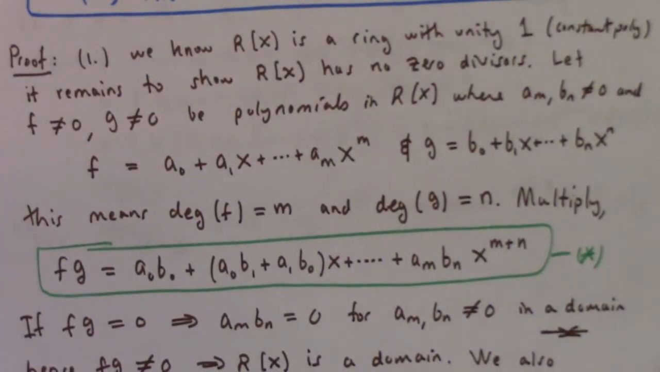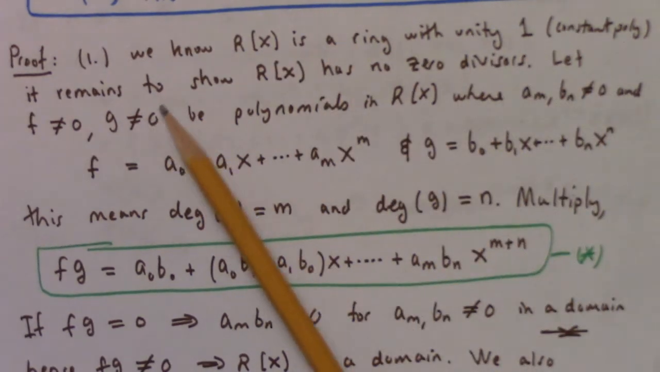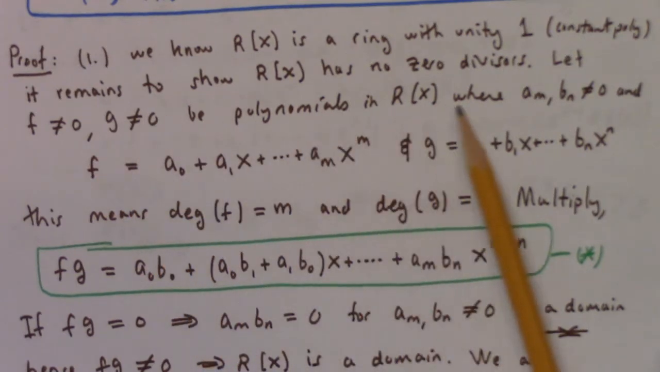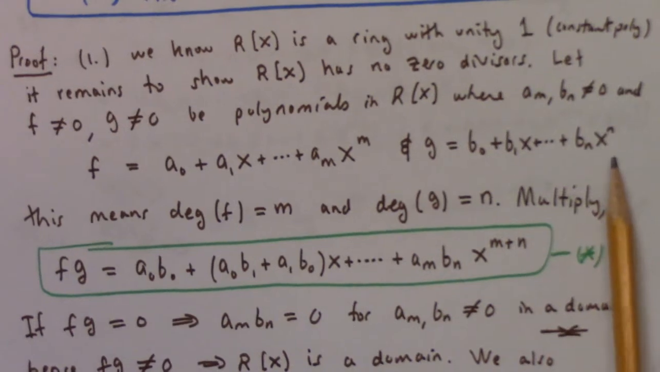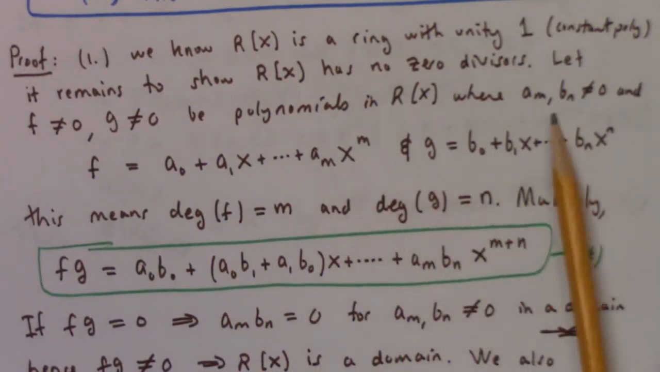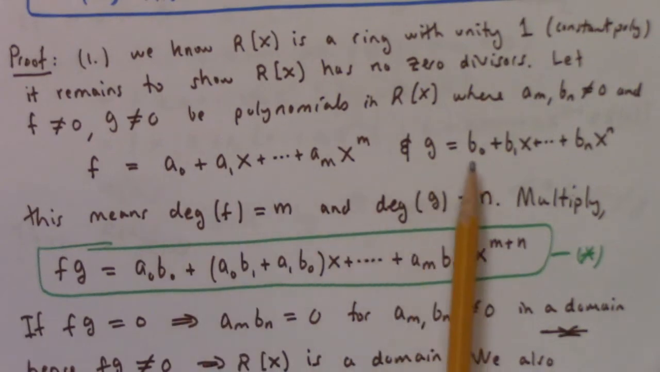So we know that this is a ring with unity. It remains to show that it has no zero divisors. So let f and g both be non-zero polynomials with leading coefficients non-zero. Here are their explicit expressions. Then by construction, the degree of f is m, the degree of g is n. And then we multiply. The multiplication is just the rule we constructed last time. It's the usual multiplication. To get the constants, you multiply the constants, right?